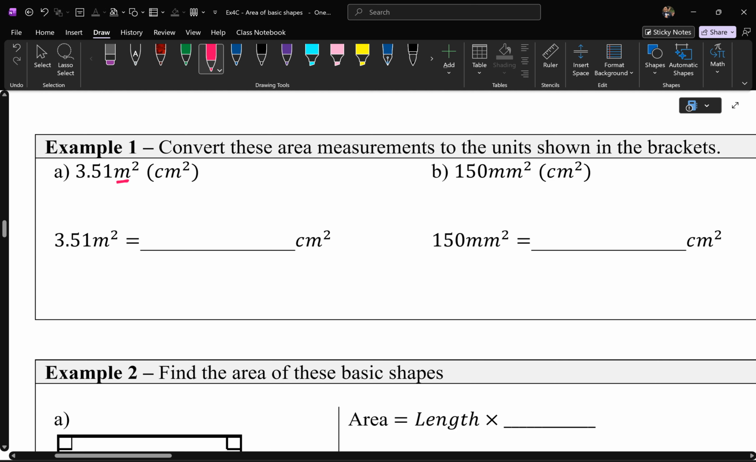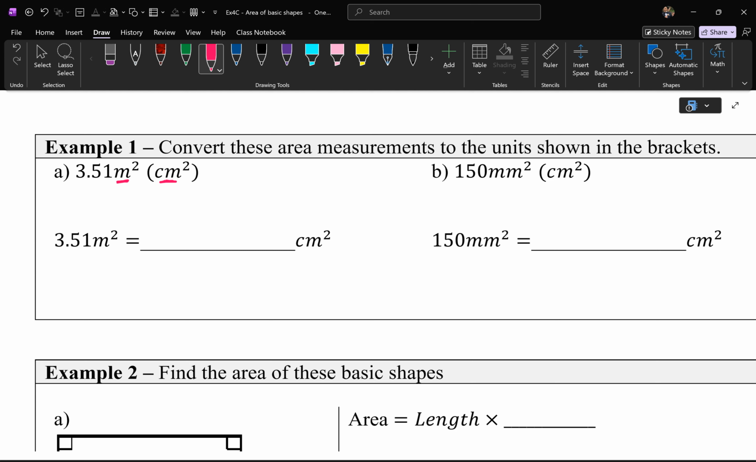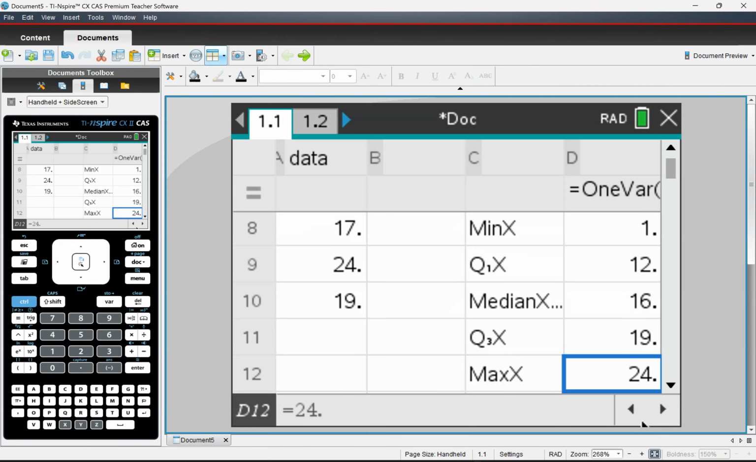So first thing in your head is you think, how do I convert from meters to centimeters? You times by 100. There's 100 centimeters in 1 meter, so you times by 100. But because this is area units, notice it's squared, then you need to square this to convert it. You've got to times by 100 squared. For this chapter 4, you can use a calculator. We don't expect you to do it by hand, so you should be bringing your calculator to these classes. So here we go. Let's do it on a calculator.